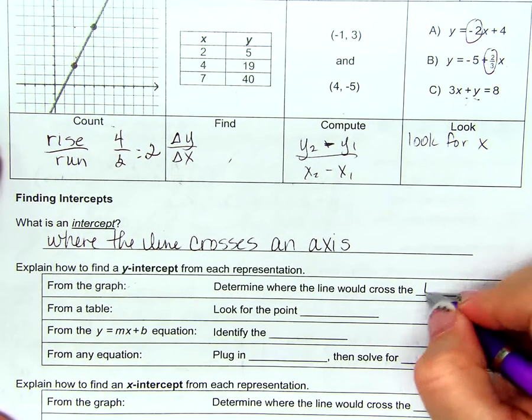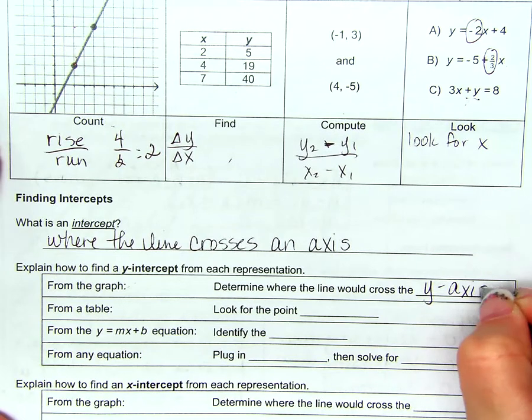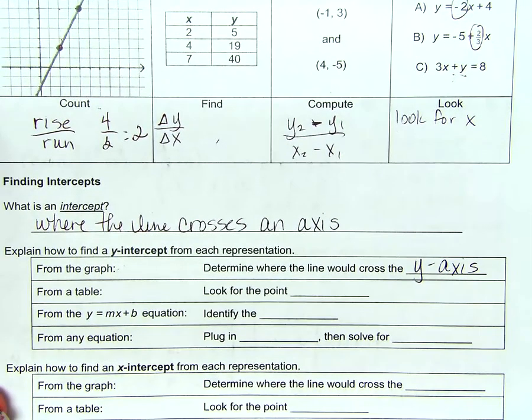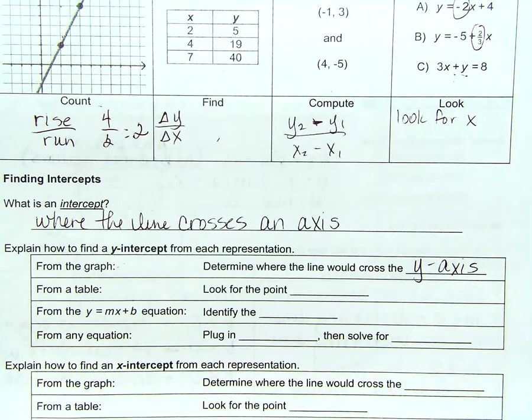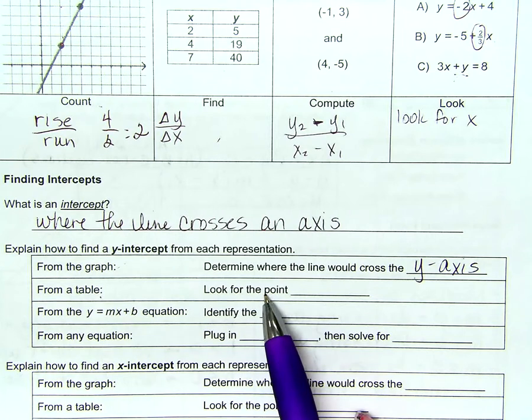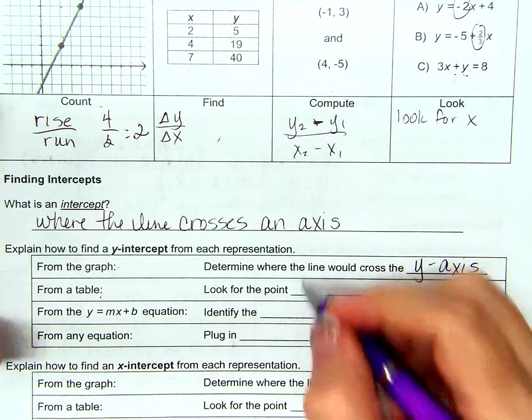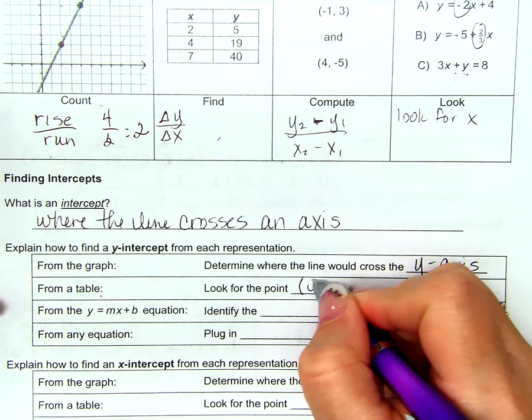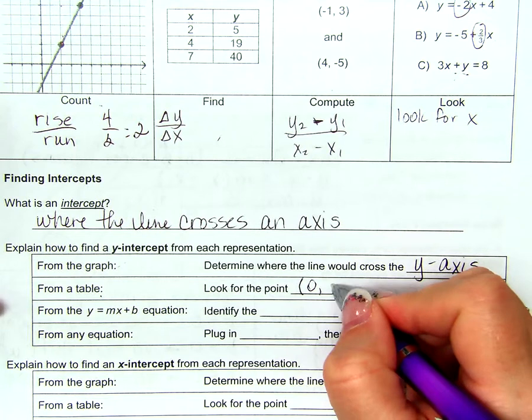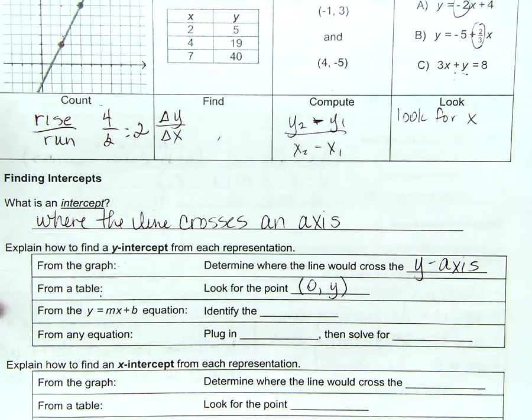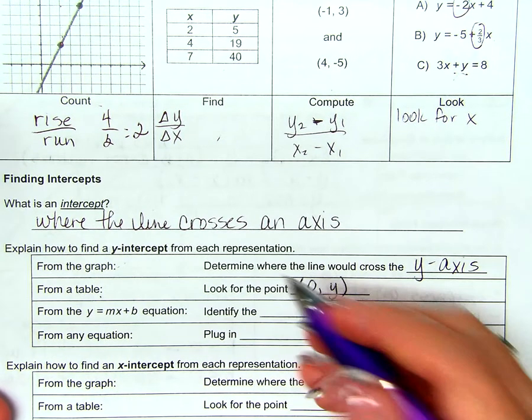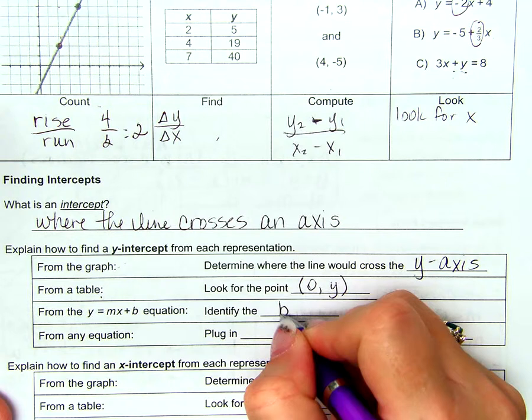Where it crosses the y-axis. Pretty simple, right? What about from a table? If we're given a table, how do we find the y-intercept? 0, comma, something. What do we want to put in there? Y. A y, right? What if it's in slope-intercept form? Identify the b.